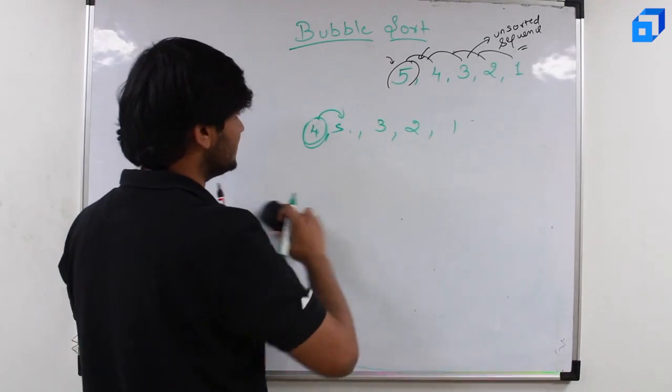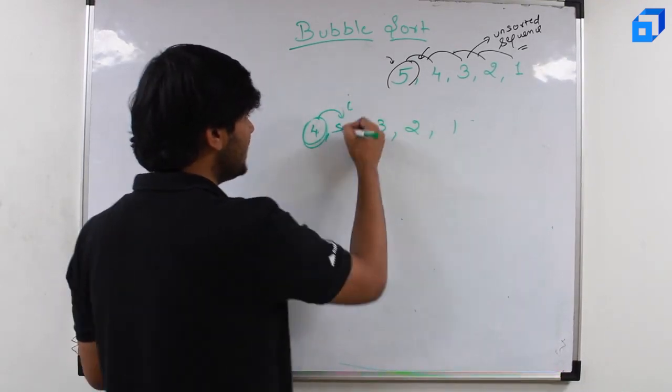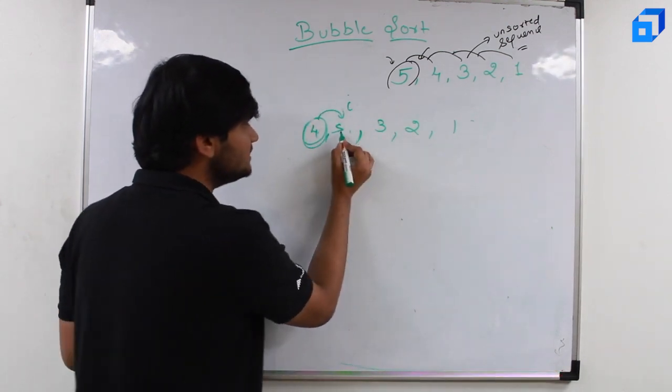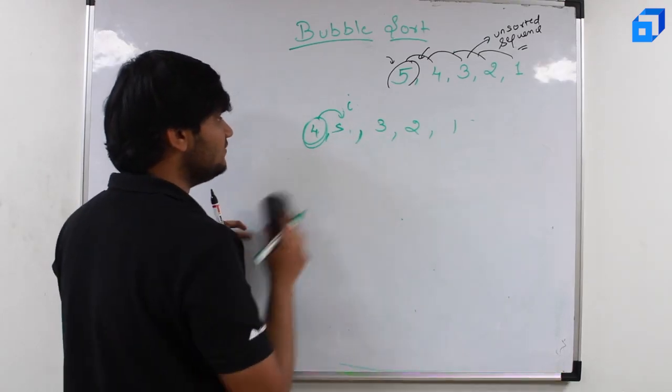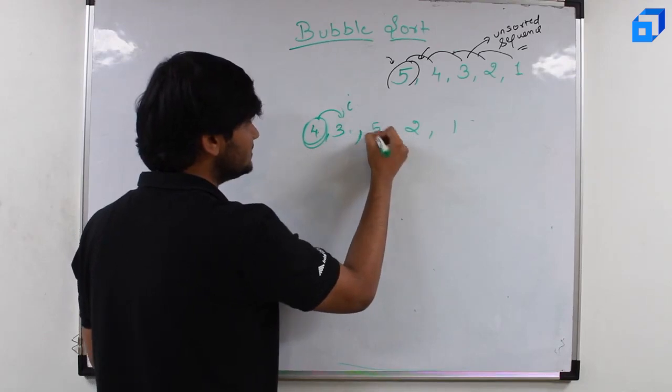Let's keep things simpler by keeping just i as our variable. Now i is pointing to 5. Now 5 will be compared with the i plus 1th index, and here you can see that 5 is greater than 3. So again we will swap things from here to here. So here you can see this is 3 and this is 5.